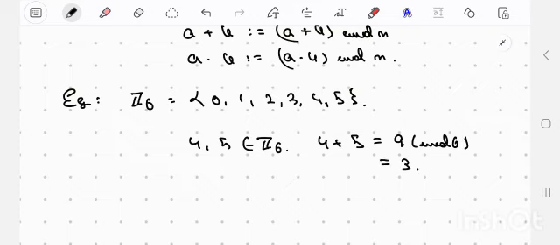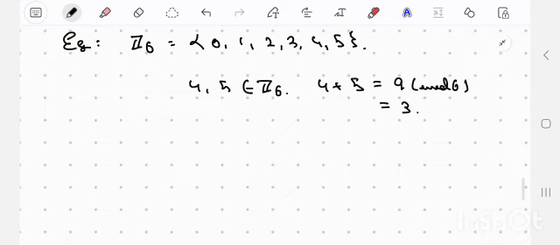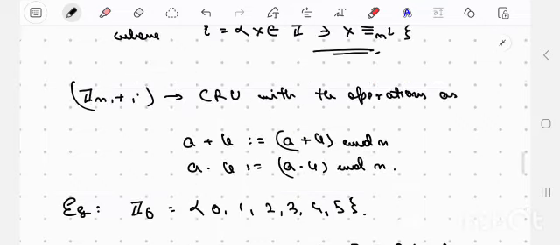So this should be exactly equal to 3, right? Okay. Similarly, 4 times 5 is 20 mod 6, right? This should be equal to 2. Therefore, 4 plus 5 is 3 in Z6 and 4 times 5 is 2 in Z6. Got it? Okay. Fine. So the other term for this ring is the congruence modulo n ring.